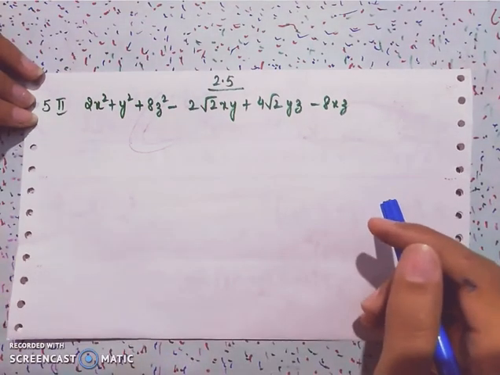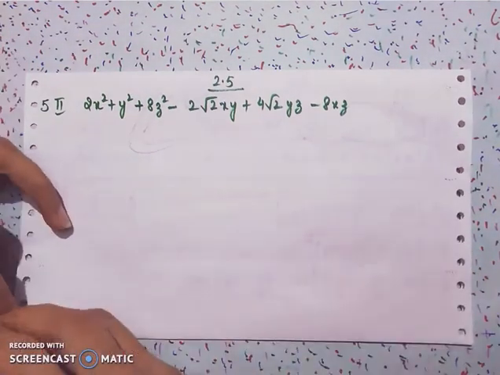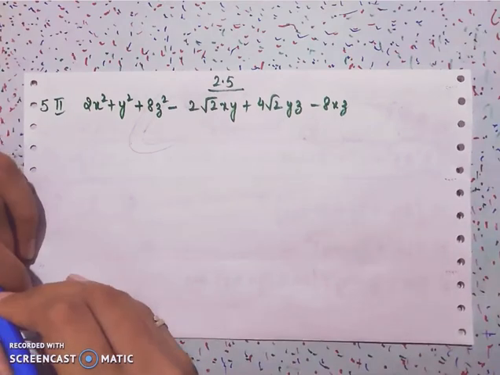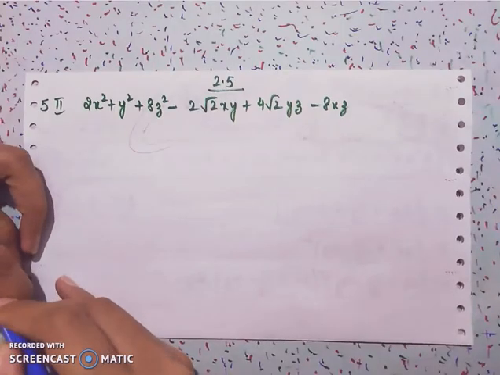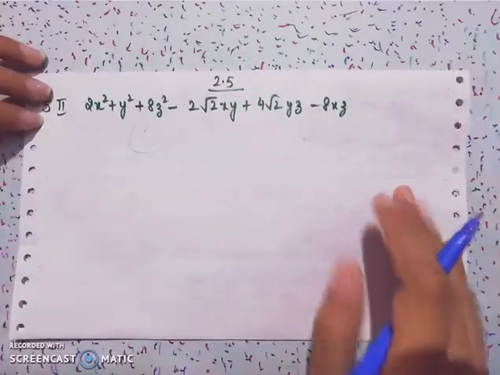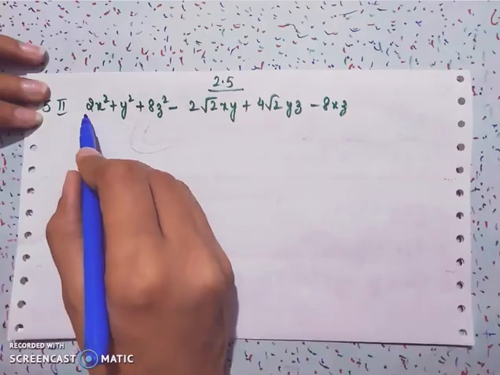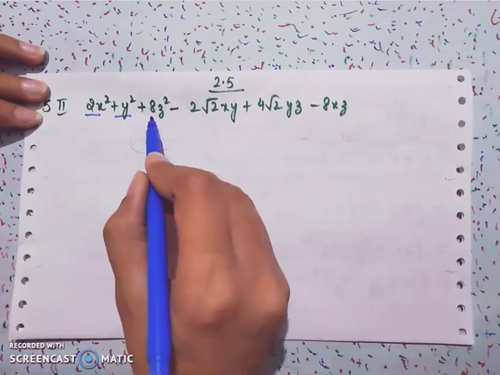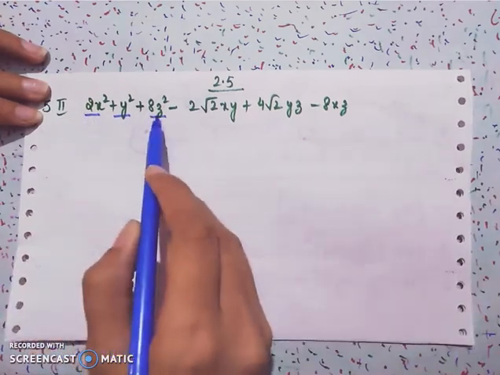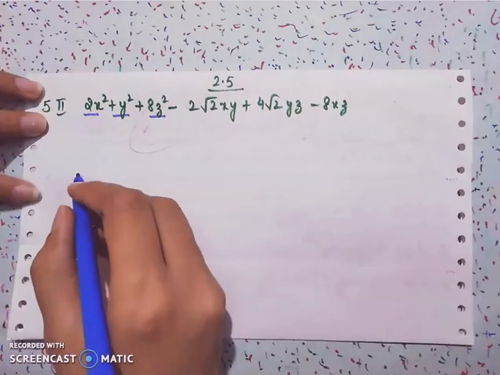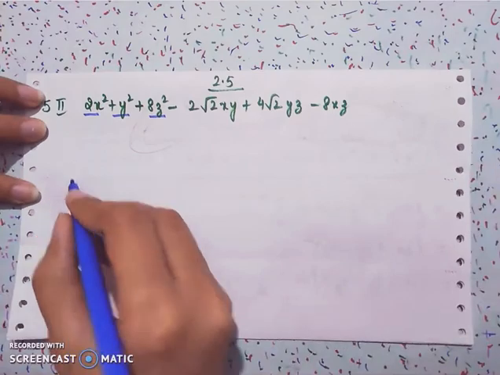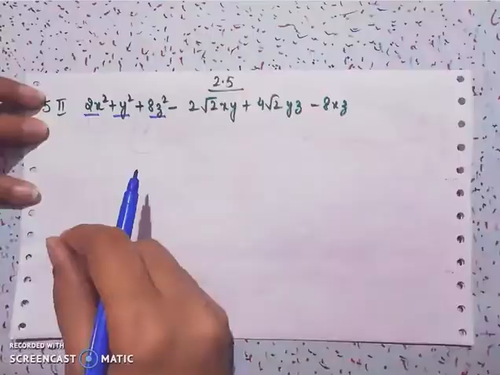Hello everyone. In this video we are going to understand exercise 2.5 question number 5 second part, and the statement is to factorize. Here we can see a total of 6 terms, and 3 are perfect squares. As we understood in the previous video, with 6 terms and 3 perfect squares, we come to know about one identity.